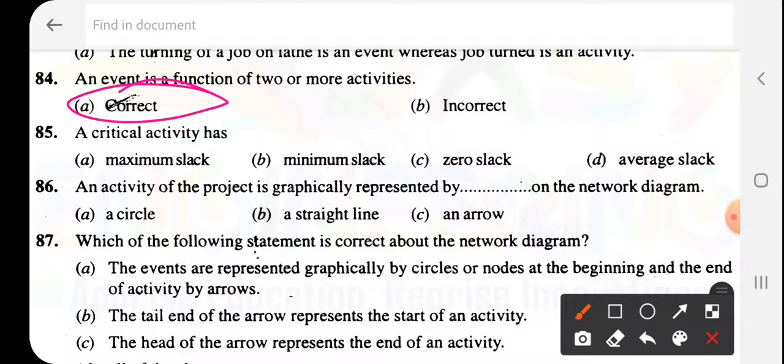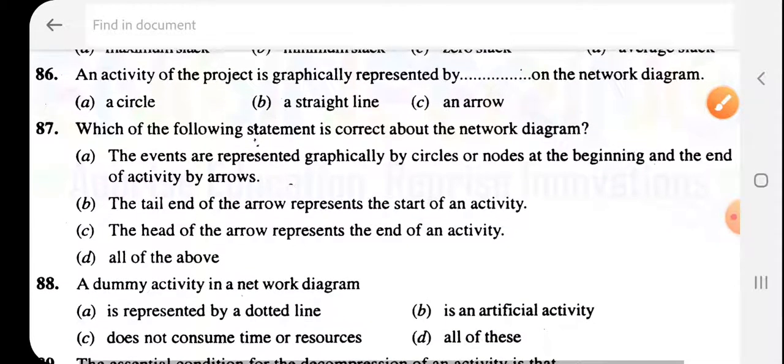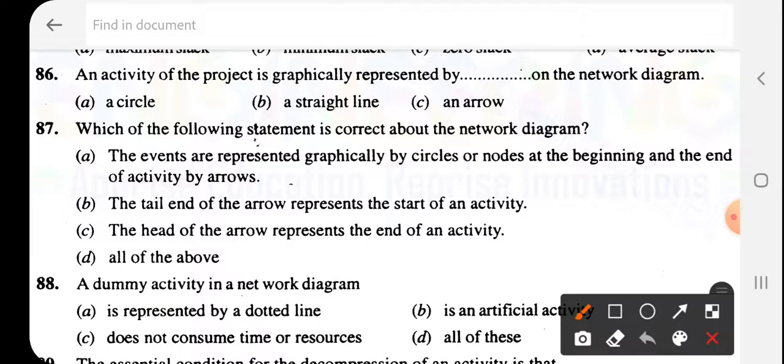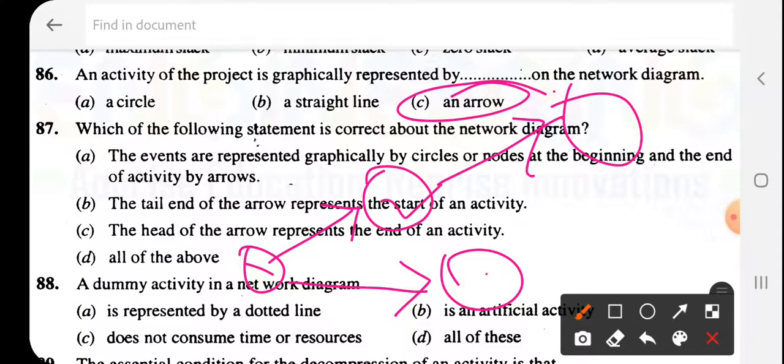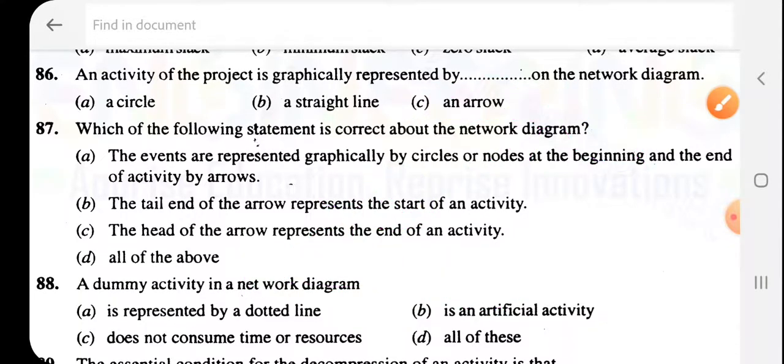Critical activity has, important, that is the 0 slack. Important question. And critical activity, slack will be 0. The activity of the project is graphically represented by dash on the network diagram. So that is C, by an arrow. So this is an arrow, so we will represent like this. Okay, like this. So 1, 2, 3, 4, like this we will represent.